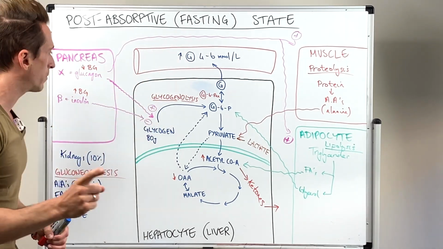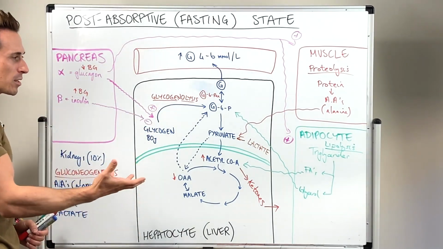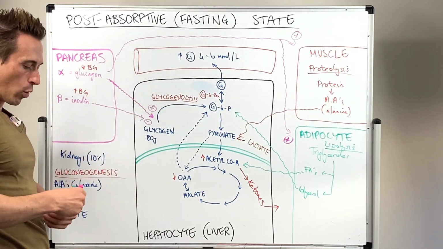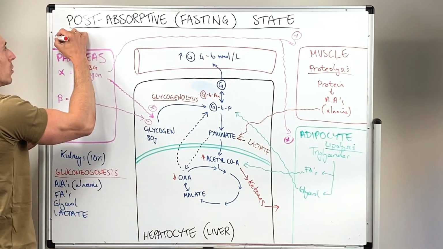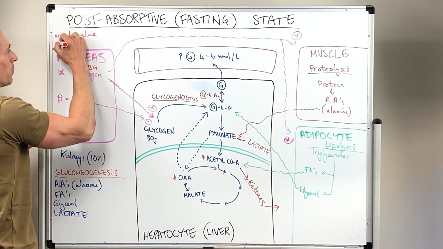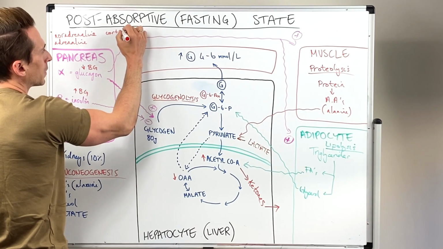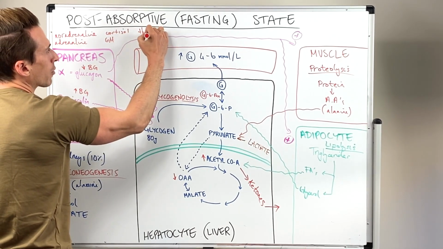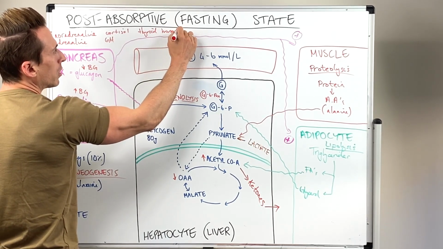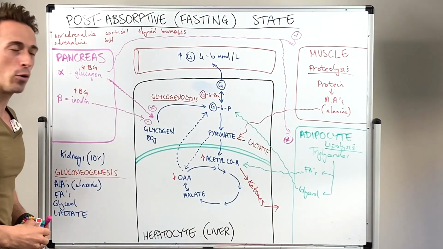Now the final point I need to make here is that it's not just glucagon that stimulates this. There are other hormones or chemicals that are released in the body that can contribute to increasing blood glucose levels in times of fasting. What are these hormones and chemicals? Noradrenaline, adrenaline, cortisol, growth hormone, and thyroid hormones. They are also strong agonists to promote this process of gluconeogenesis.